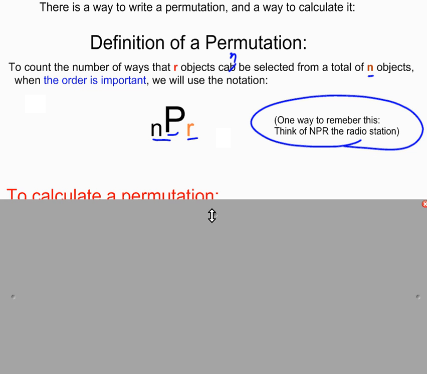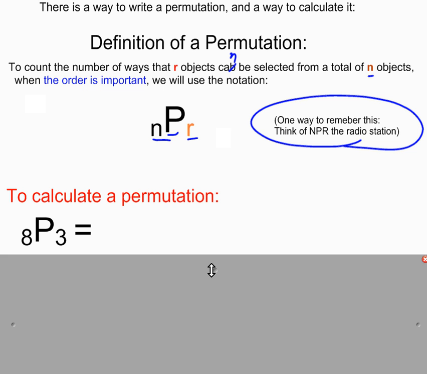So for example, let's calculate 8 things taken 3 at a time when order is important. I start with 8 and I do 3 numbers, 8 times 7 times 6, and you can do that on your calculator, and I'll let you do that and get that number. But let's do another one.